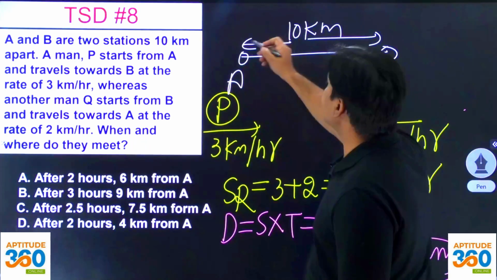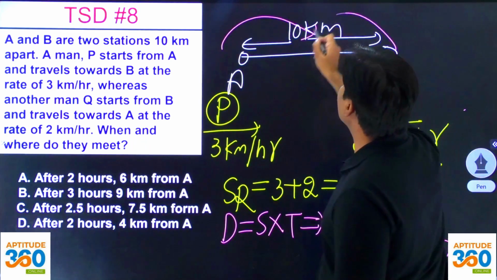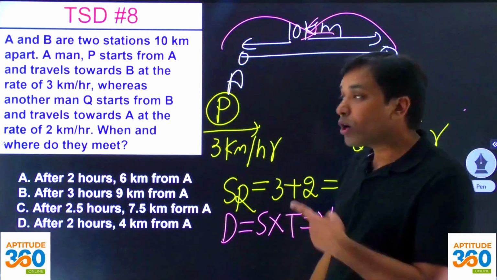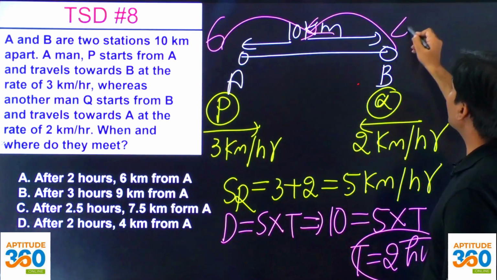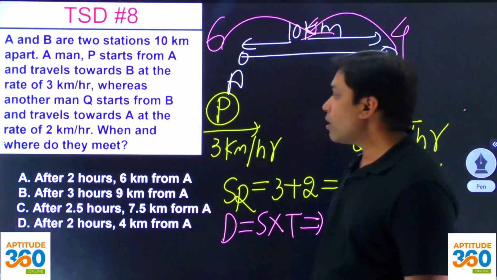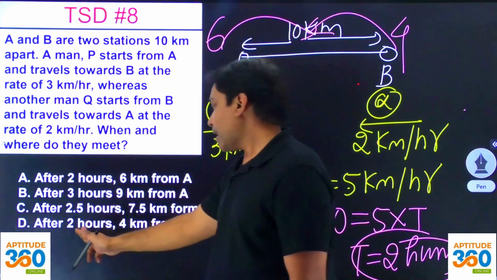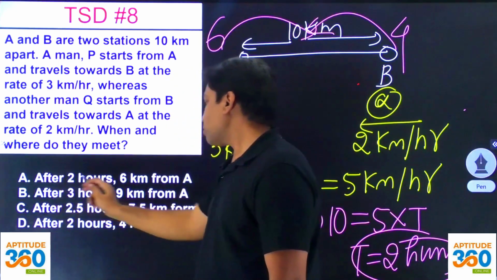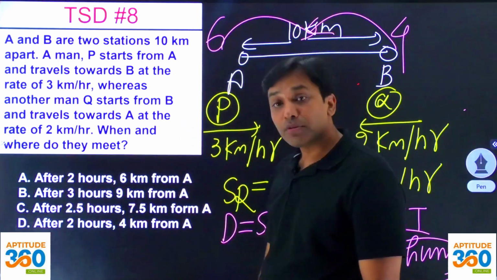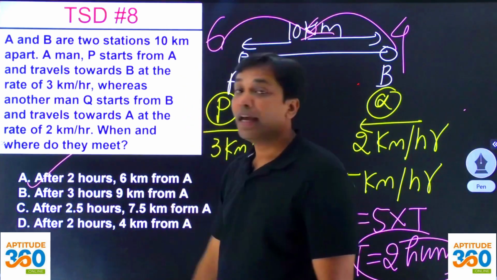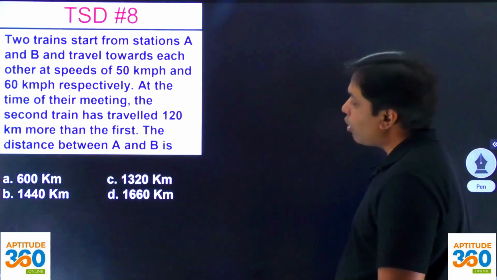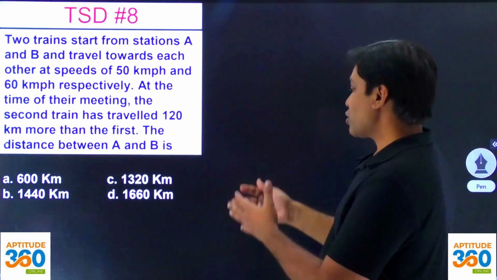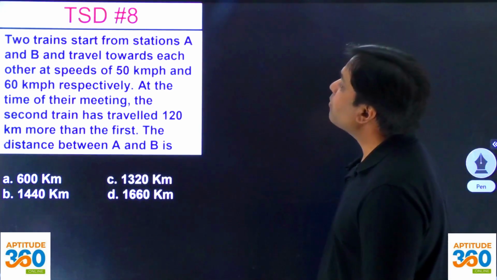तो 2 घंटे तक तो ये वाला भी भागेगा और 2 घंटे तक ये वाला भी भागेगा. 2 घंटे तक ये कितना भागेगा? 3 into 2, 6. एंड 2 घंटे में ये कितना भागेगा? 2 into 2, 4. So after 2 hours you have got option A and D. After 2 hours 6 kilometers from A, that's the answer. So what is the option out here? A is the option. Now since you're understanding all of it, this is the last problem of this video.